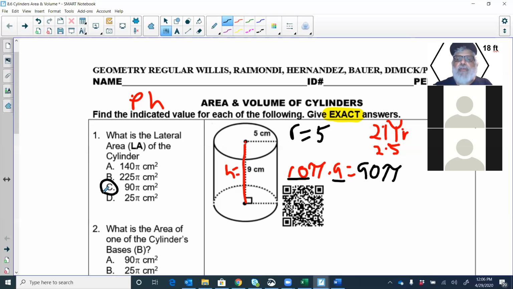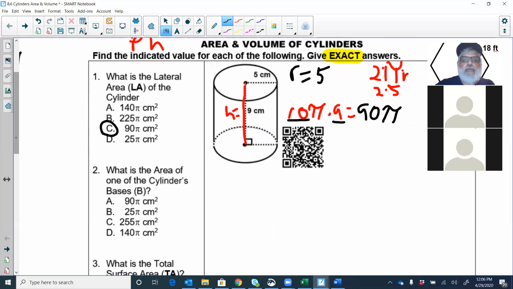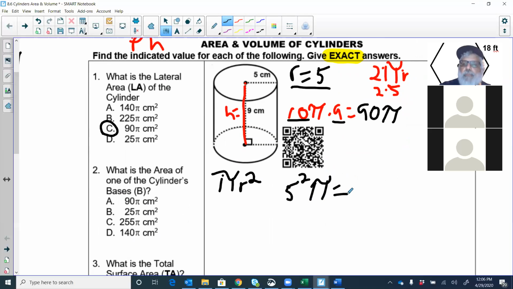Now, remember what the area of the base is. Oh, no, we don't know it. We ain't got it yet. The base is a circle, right? That's pi r squared. And we already know what r is, right? 5. So it's going to be 5 squared pi. Remember exact, so I leave the pi alone. All I have to do is 5 squared.